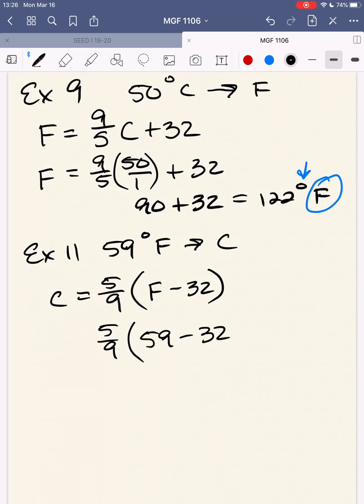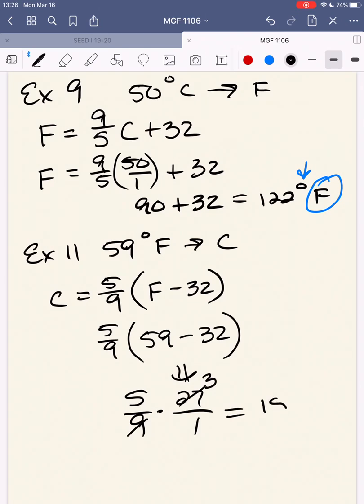minus 32. This piece here gives me 27, which I'm going to put over 1 because I was doing fractions earlier. So 5 over 9 times 27 over 1 simplifies to 3 times 5, and I end up with 15 degrees Celsius, or centigrade. So this completes chapter 9, and the next one we're going to go to will be chapter 10.